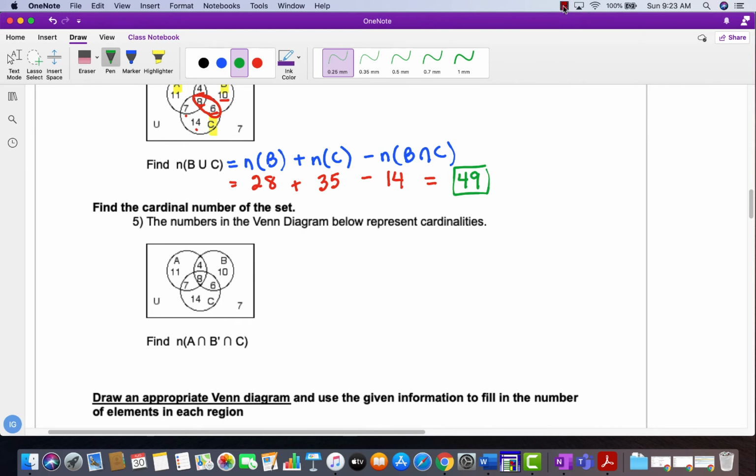Alrighty, so in this case, it's asking you to find the number of elements in the intersection of A, B prime, and C, I'm sorry. So in this case, the intersection, so what do they have in common? So I'm going to try to circle.